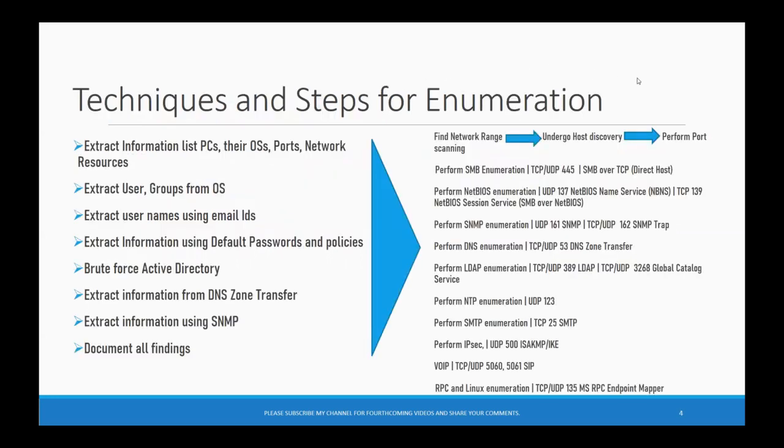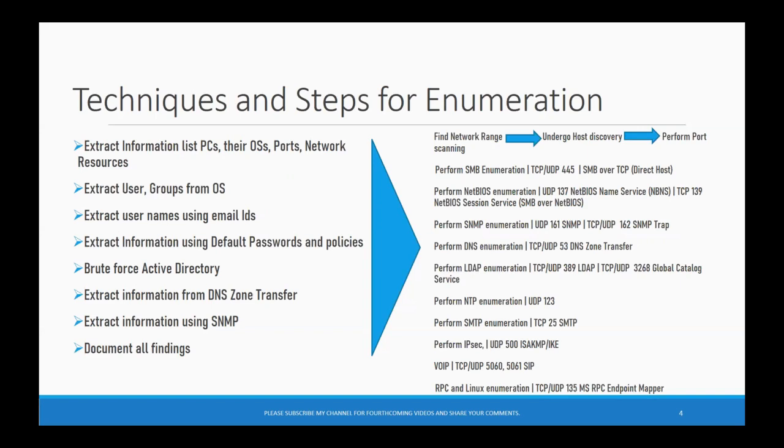All right. Now, techniques and steps for enumeration, or the objectives of enumeration, are to extract information like the list of PCs, their operating systems, vulnerable ports, network resources, then extract user and group information from the operating system, like Windows enumeration. In the same way, extract usernames using email IDs. For example, abc@domain.com. Here we know that domain.com is the domain name, so definitely ABC is the username.